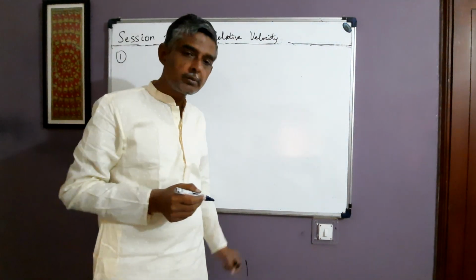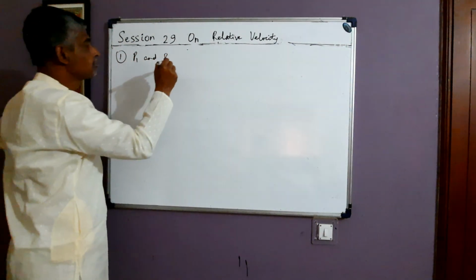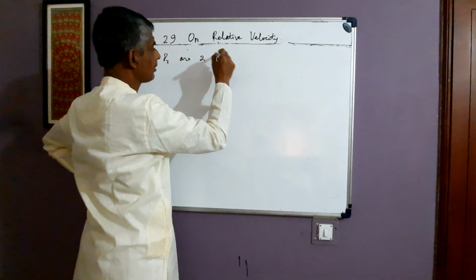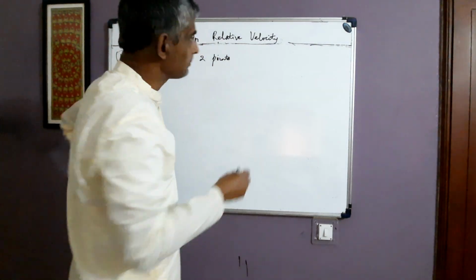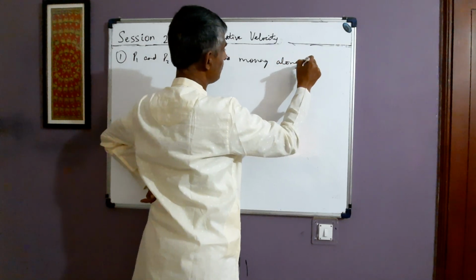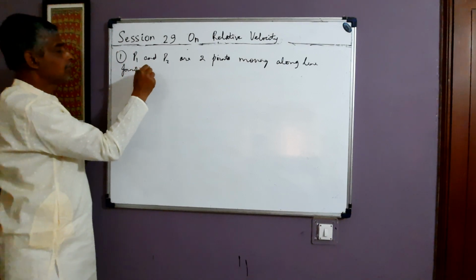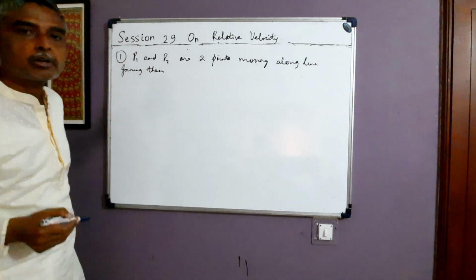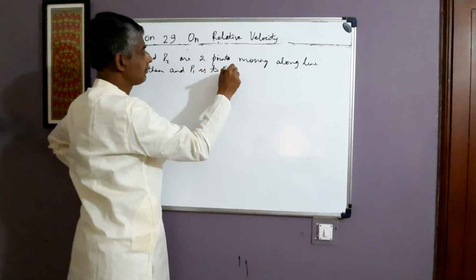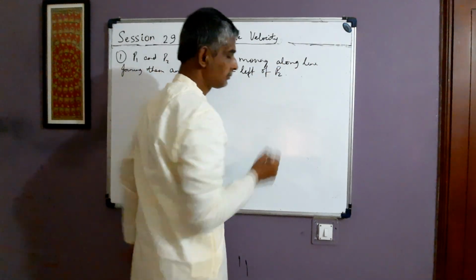P1 and P2 are two moving points, moving along the line joining them. And P1 is to the left of P2.